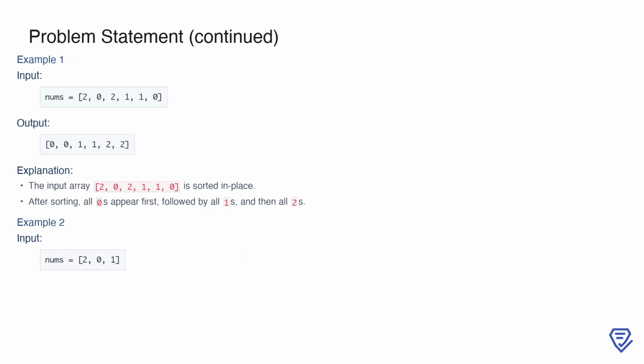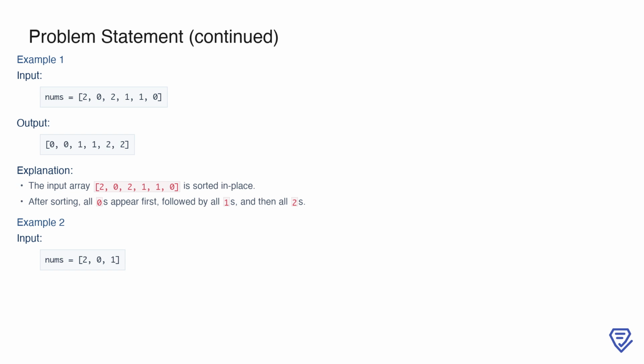For the first example, the input array is 2, 0, 2, 1, 1, 0. Here, the integers represent the colors blue, red, blue, white, white, and red. After sorting in place, the output becomes 0, 0, 1, 1, 2, 2. This means all red objects are grouped at the beginning, followed by white, and then blue.